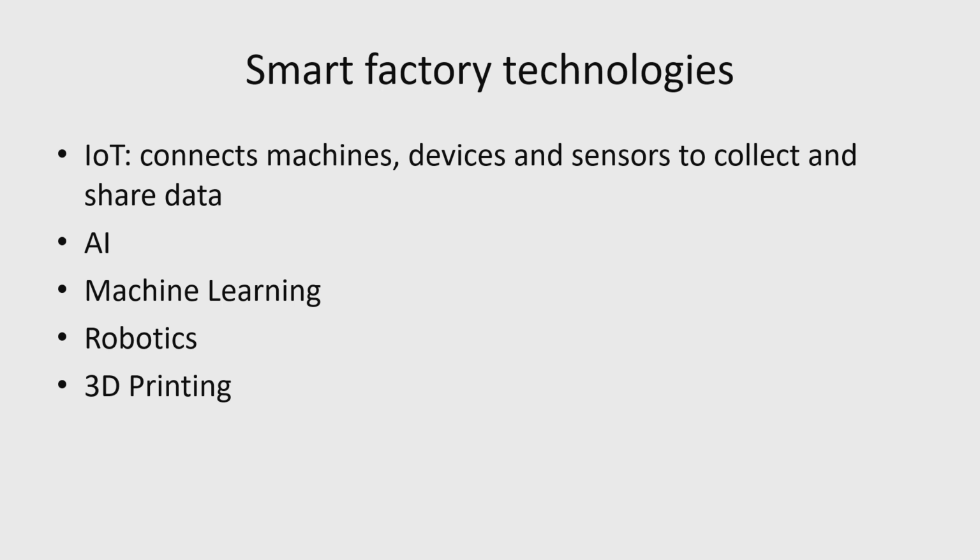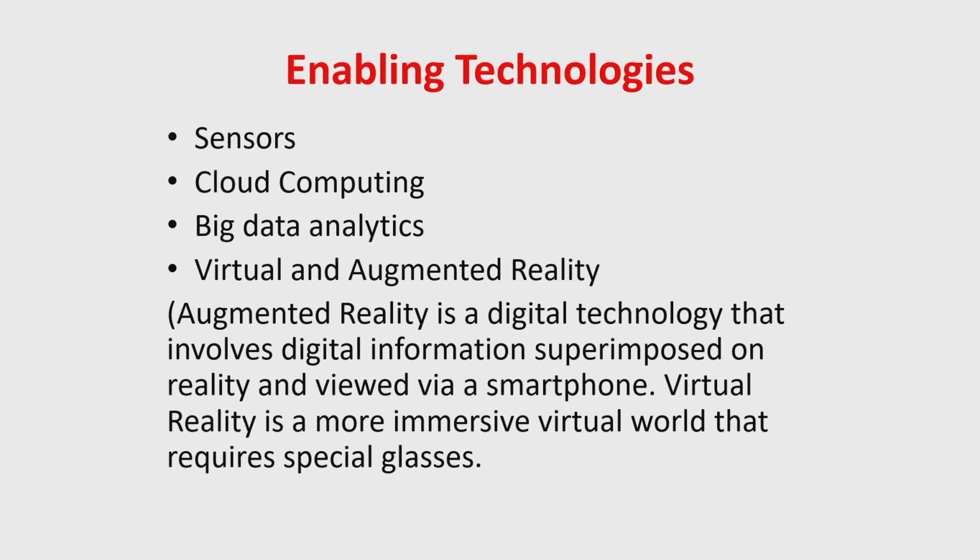The Internet of Things are basically gadgets, physical things used in industry which may have some embedded sensors. They collect the data, and that data is also shared through computers. Then AI means artificial intelligence, then machine learning, then robotics, then 3D printing. These are some technologies. And if we go to a little micro level, lots of sensors are needed in a smart factory.